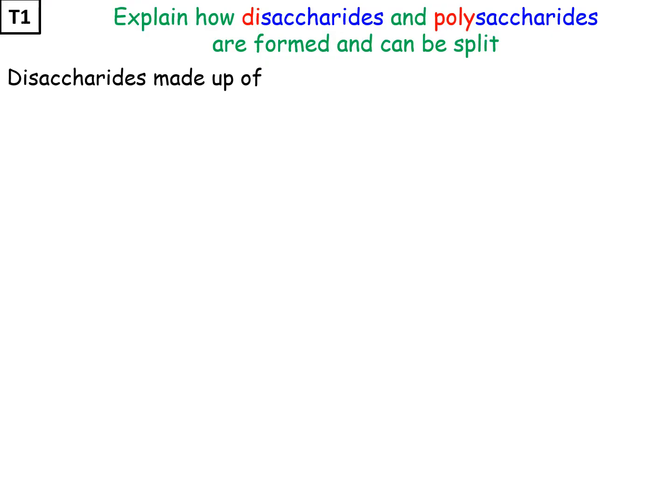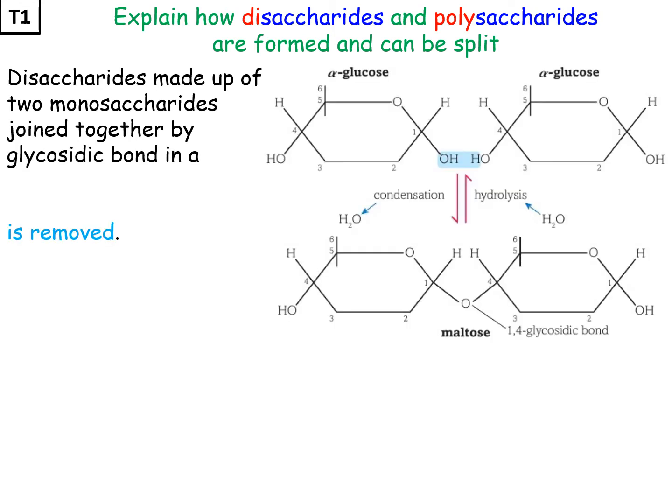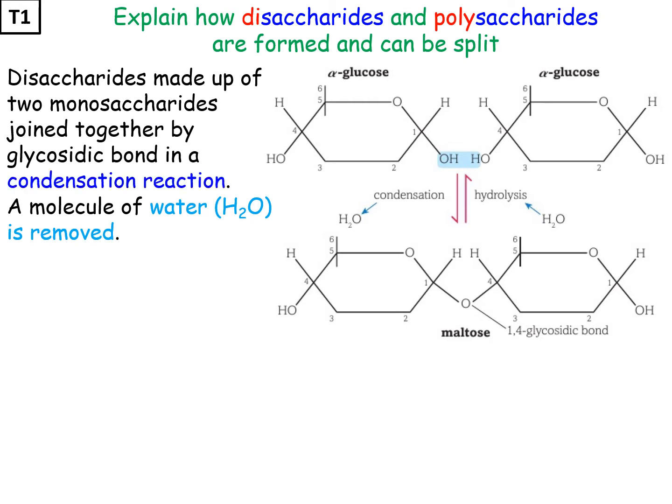Explain how disaccharides and polysaccharides are formed and can be split. So disaccharides are made up of 2 monosaccharides that are joined together by a glycosidic bond. You can see in the example 2 alpha glucose bond together, and not only do they form a disaccharide, which is maltose, a water molecule is also formed. So that water molecule is removed from the 2 monosaccharides. So we call this a condensation reaction.